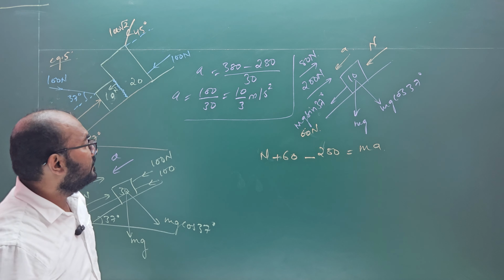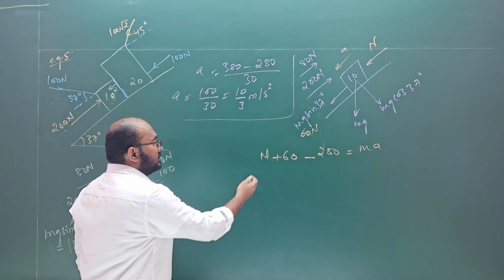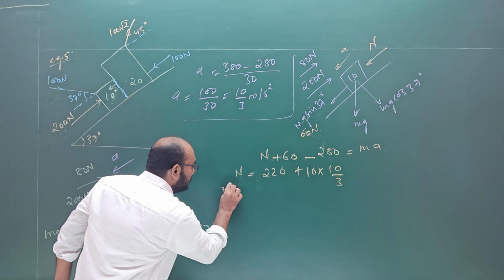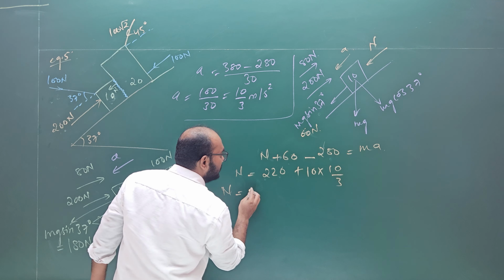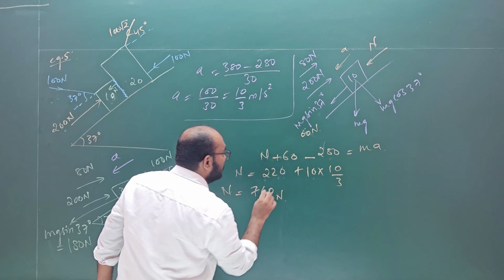So N plus 60 minus 280 equals MA. What is the acceleration? 10 by 3. Substituting in this, it becomes 220 minus 220. So N equals 220 plus, what is the mass? That is 10 into 10 upon 3. Solve this and tell me the answer. Solve the other one too, apply it on the 20 kg also, and tell me the answer. What is it? 760 by 3. So N equals 660 plus 100, divided by 3. That means 760 upon 3 Newton.